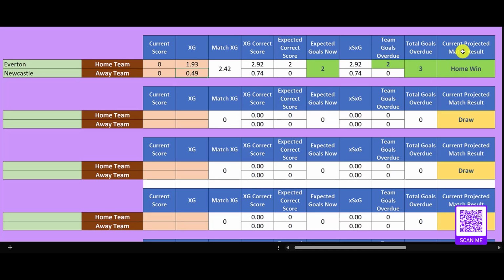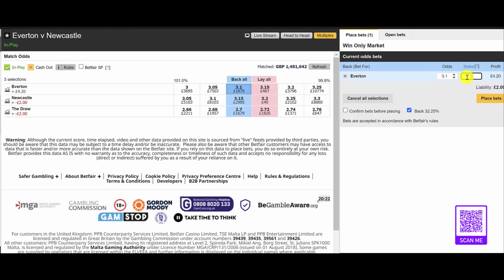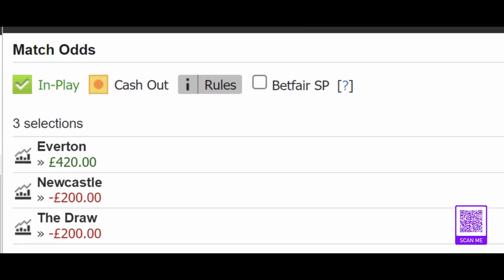Okay, current projected match result based on the XG numbers is an Everton win and a 2-0 win, or they should have at least scored 2 goals in this one, Everton. So it's all pointing in favour of us backing Everton, and it's a pretty decent price as well, isn't it? 3.1. So let's get involved.